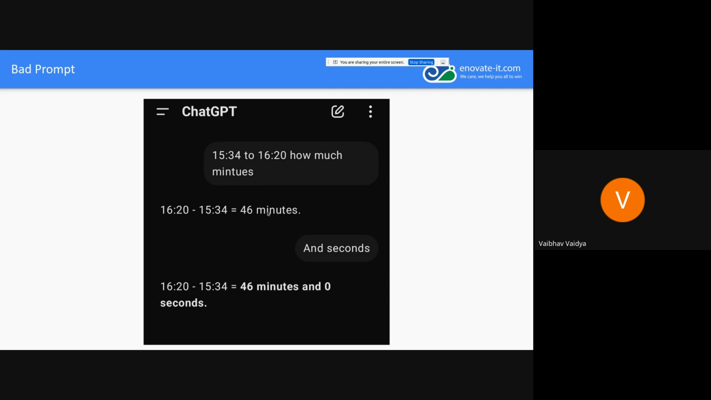What we wanted was to get the output in seconds also, but we didn't phrase it properly. Instead of asking how many seconds that is, AI just modified our previous answer and replied 46 minutes and 0 seconds. This again deviates from our expected result, which was to have the 46 minutes converted into seconds.